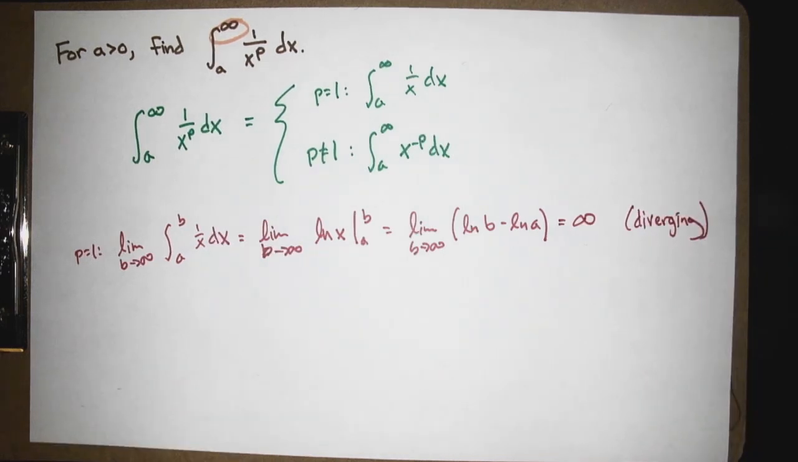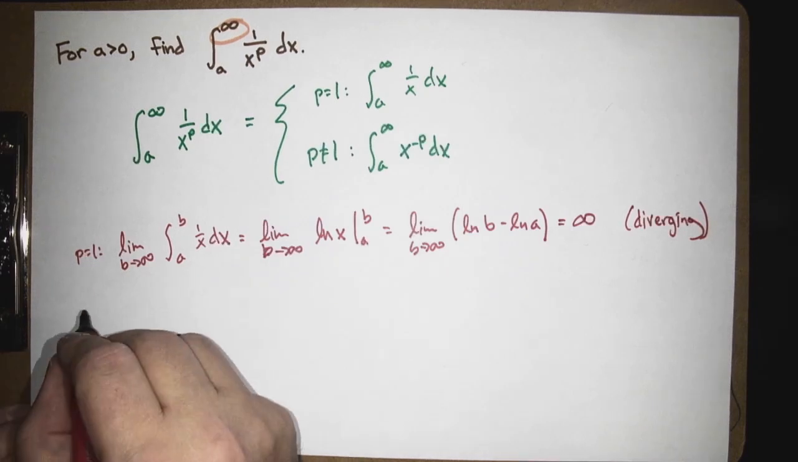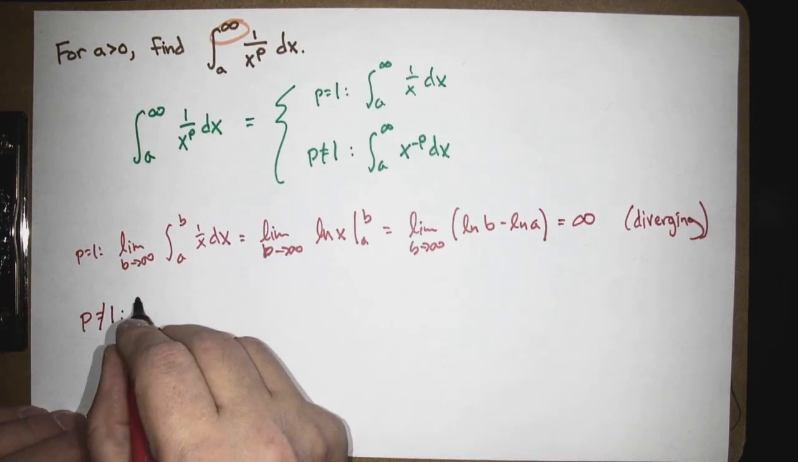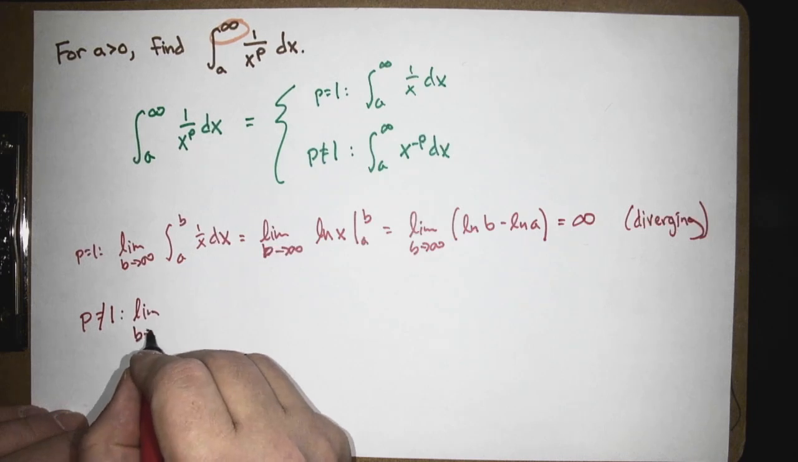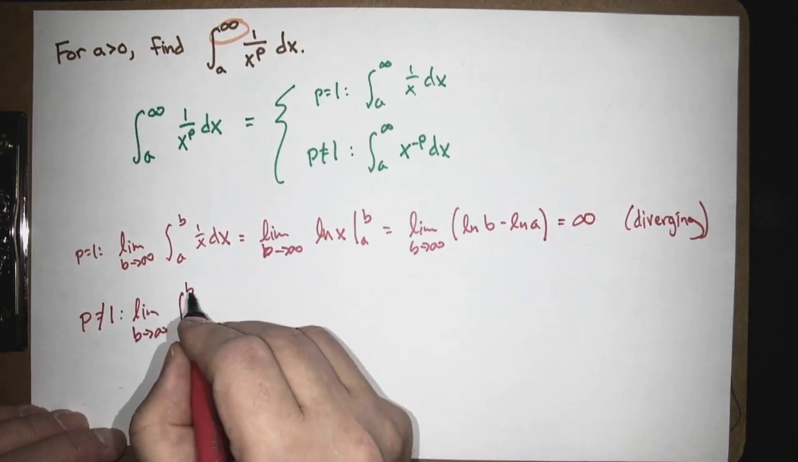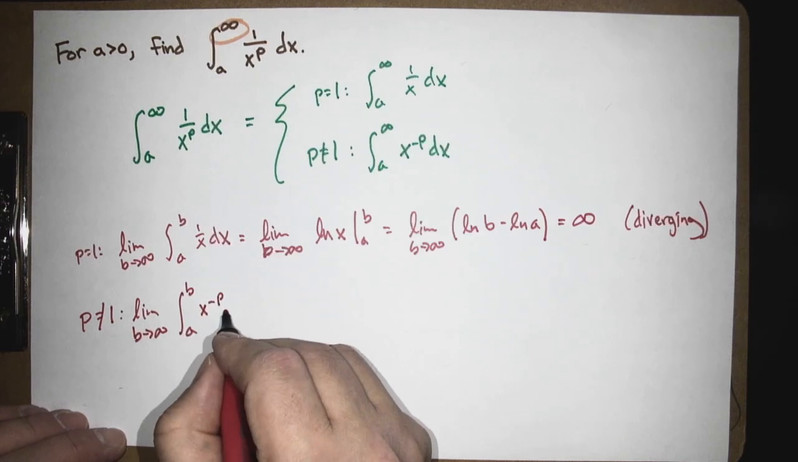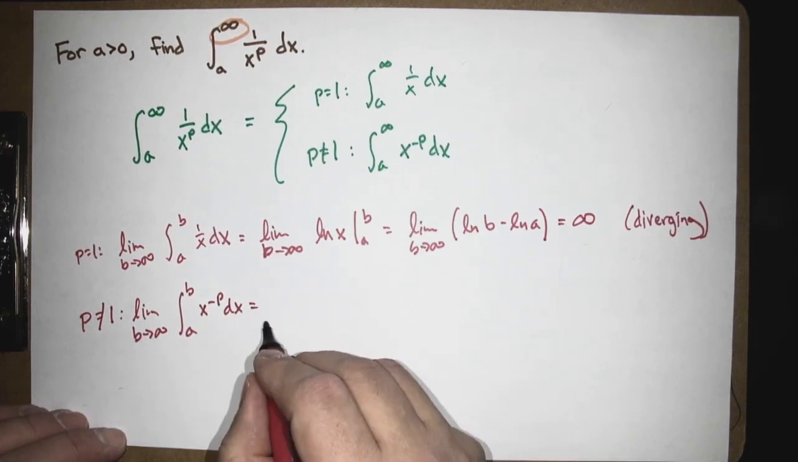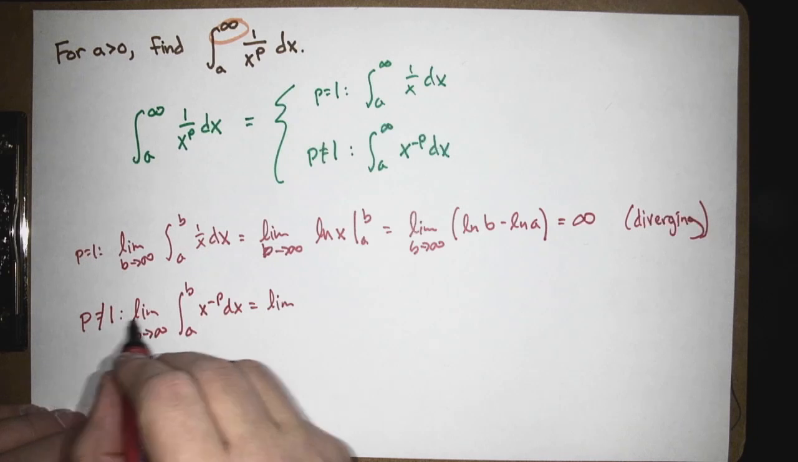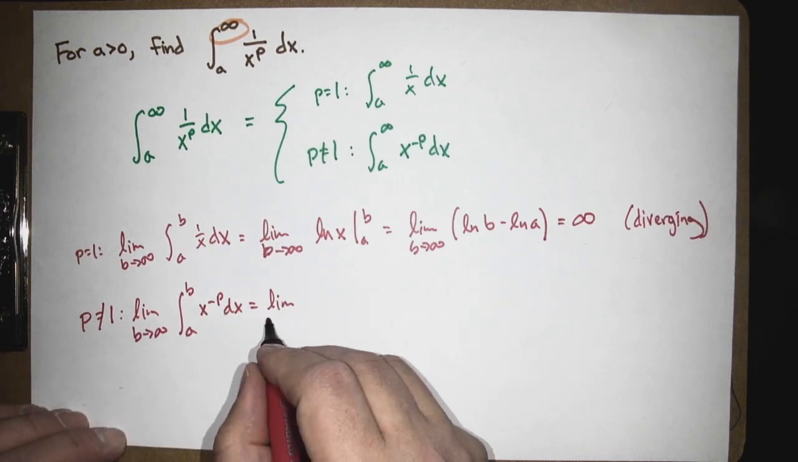Well, now let's do p not equal 1. All right, but we still have the same issue. We have that upper bound. So we're going to do limit as b goes to infinity, a to b, x to the minus p dx. All right, so given that p is not 1, how do you integrate such a thing?